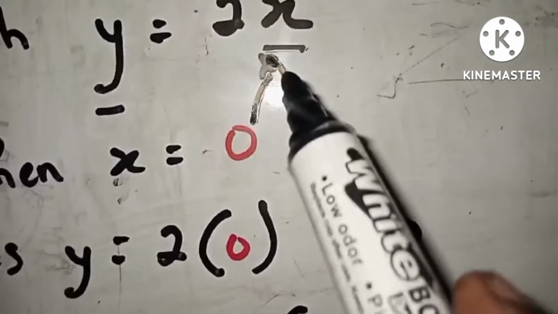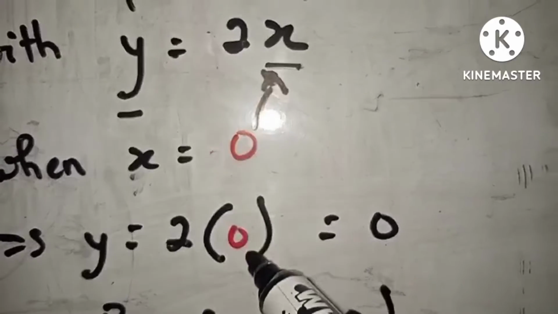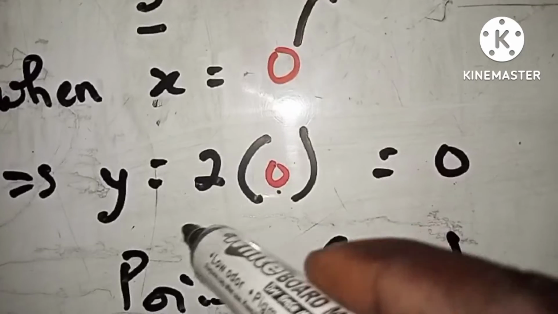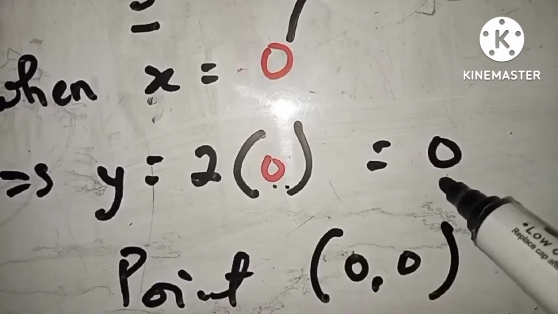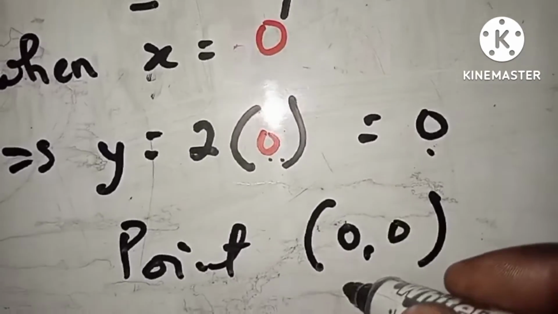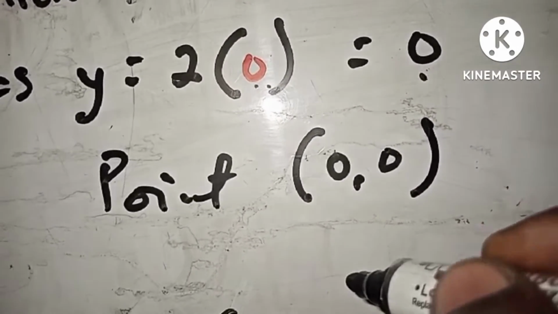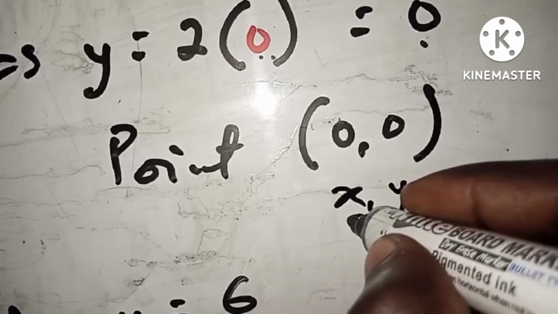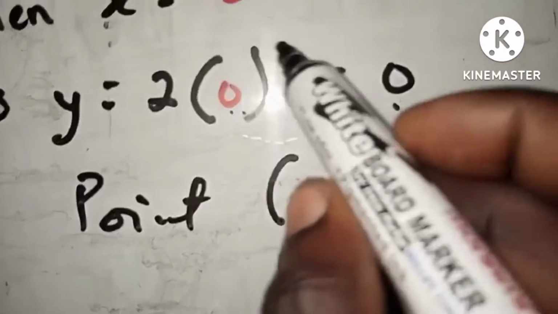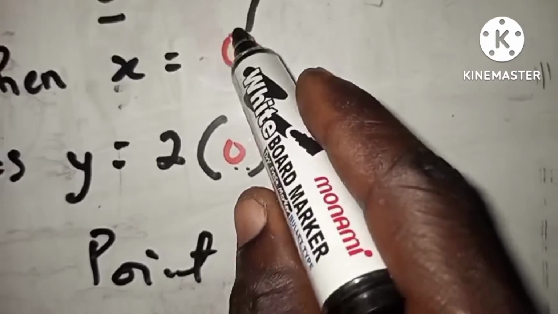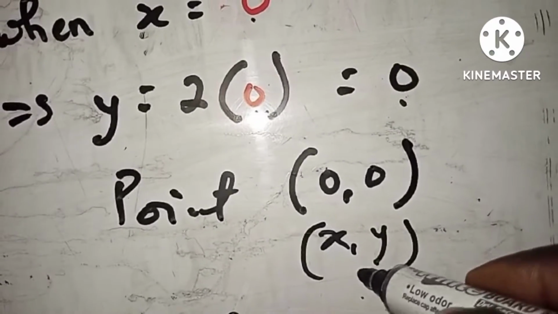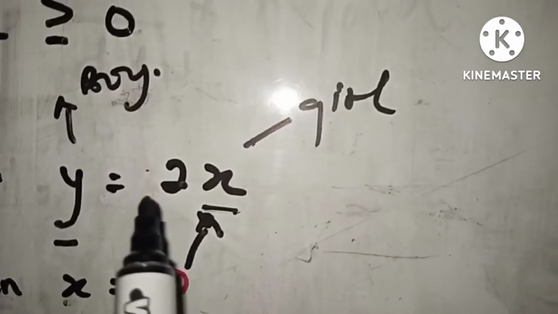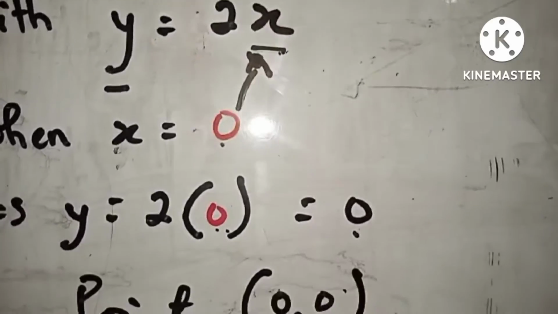What that means is that whatever you see the x here, you are going to replace that by 0. So when x is equal to 0, you are going to have y equal to 2 multiplied by 0, which gives us 0. So this gives us the point that we need to plot the graph. Arrangement matters here. So x comma y is okay. The x always comes before the y. So when x is equal to 0 and y is also equal to 0, the first point based on this equation is (0, 0).